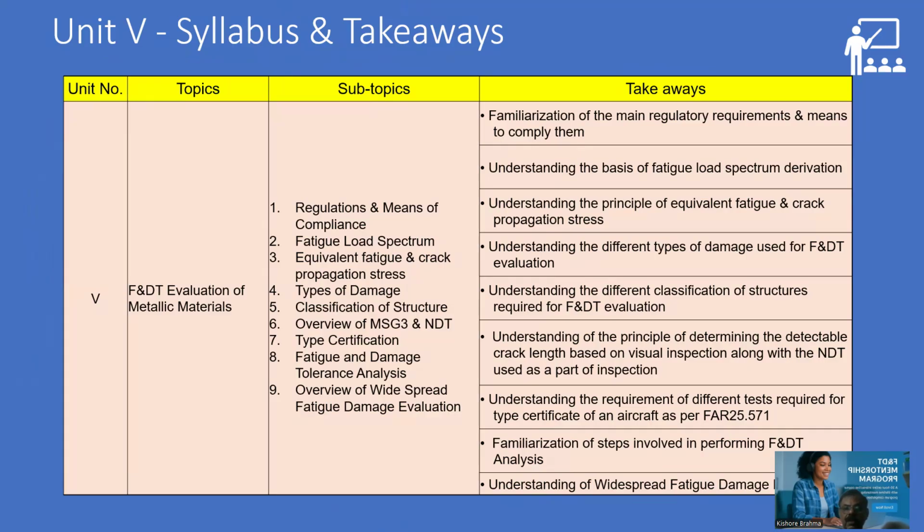Also, how to determine the detectable crack length as per MSG-3, Maintenance Steering Group 3, along with the NDT as a part of inspection. It also provides the requirements of different tests required for type certificate of aircraft under FAR 25.571. Then formulation of tests involved in performing industry-based F&DT analysis will be covered. Finally, an overview of widespread fatigue damage evaluation will be given at the fag end of Unit 5.